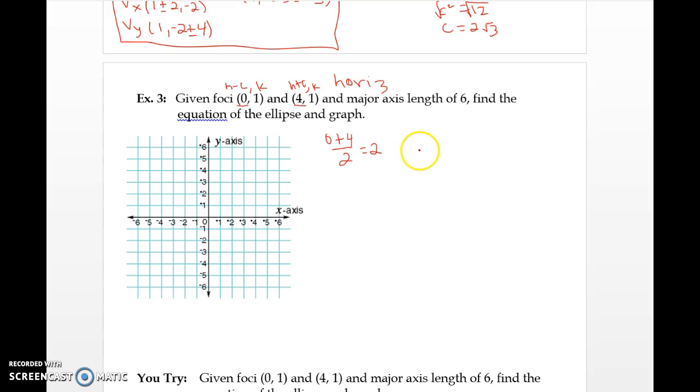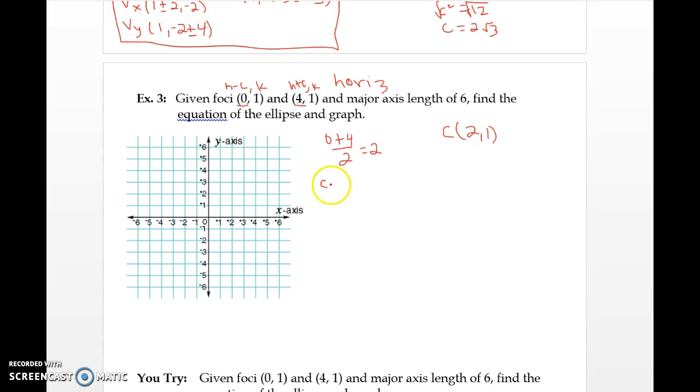So my center is 2. I'm going to use the K from the foci, which is 1. So the center has got to be (2, 1). How did I get from my center 2 to 4 and from 2 to 0? I added and subtracted 2.